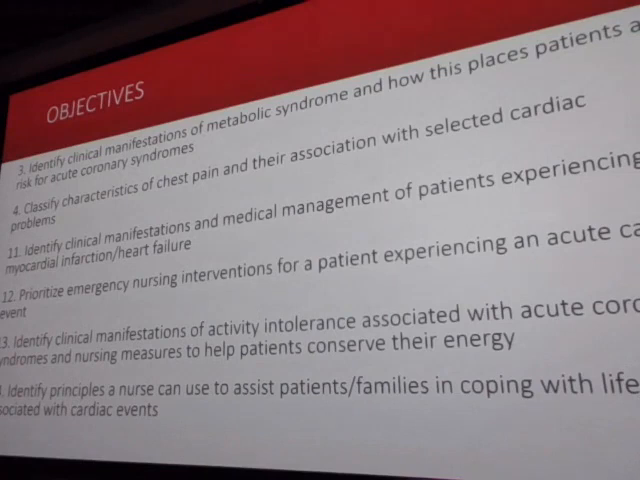We're going to identify clinical manifestations of metabolic syndrome and how this places patients at risk for acute coronary syndrome. Classify characteristics of chest pain and their association with selective cardiac problems. Identify clinical manifestations and medical management of patients experiencing myocardial infarction and heart failure. Prioritize emergency nursing interventions for a patient experiencing an acute cardiac event. Identify clinical manifestations of activity intolerance associated with acute coronary syndromes and nursing measures to help patients conserve their energy. And identify principles a nurse can use to assist patients and families in coping with the changes associated with cardiac events.